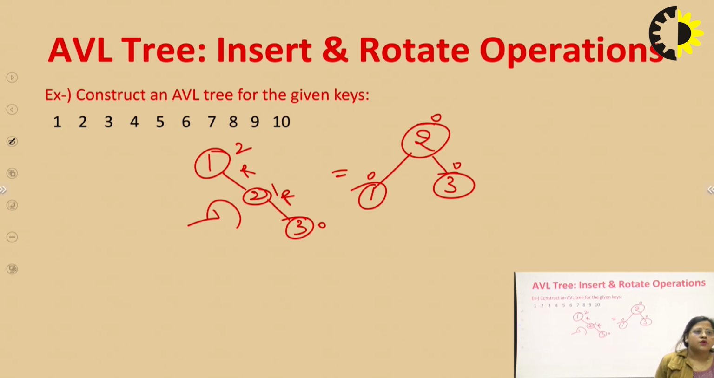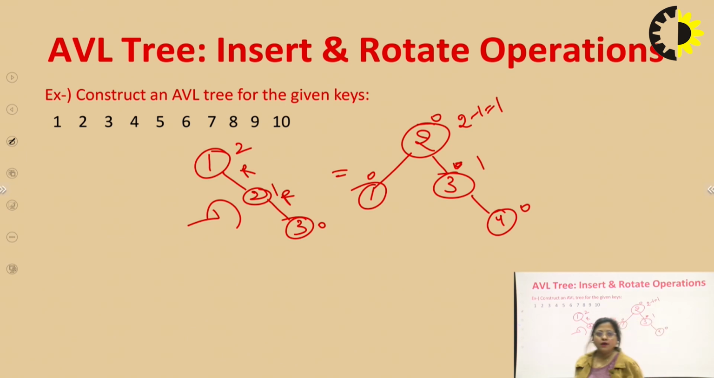Got it? Now insert a new node, that is 4. Where will 4 come? After 3. Okay. Again check balance factor. It is balance factor 0, and it is balance factor 0, and it is balance factor 1. But according to 2 and 1, what will the balance factor become? 2 minus 1 equals 1. So there is no need for any kind of rotation. So okay. It also follows the property of BST and AVL. So this is a height balanced BST.